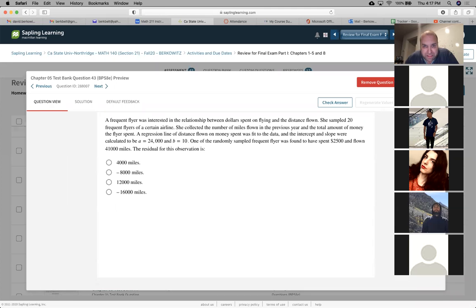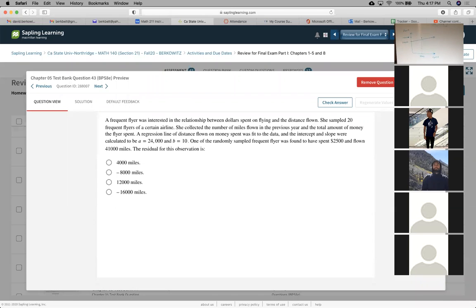One of the randomly sampled frequent flyers was found to have spent 2,500. That's on the x-axis, 2,500. And flown 41,000 miles. So that point is most probably not on the line because most points don't end up on the line. But we see that at a money spent of 2,500 as the x value, there is the corresponding y value of 41,000. And the question is, what is the residual?